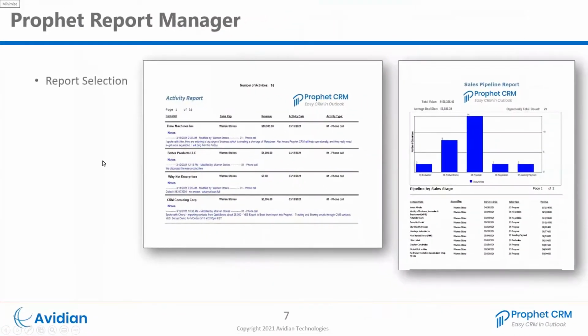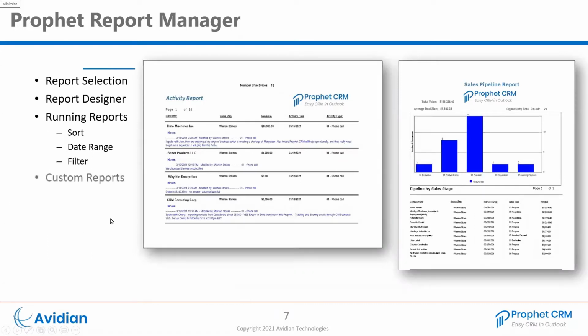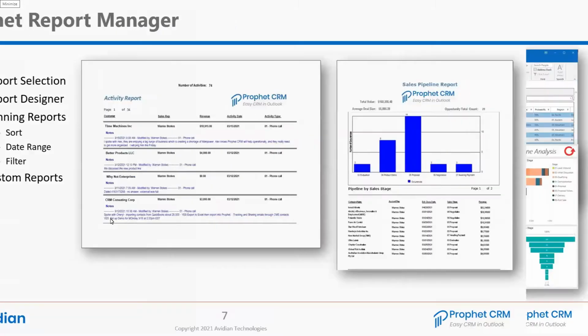And then Profit's Report Manager, if you haven't been in there much, is basically a tool that gives you a lot of the basic visual reporting tools. You can select what report you want. There's about 30 or so that are built right into Profit out of the box. There's a report designer tool that lets you format, add logos and such. Then I'll show you how to run reports and how you sort and filter them by date range or sales rep or user, and various other filters, and then how you can create your own custom reports.